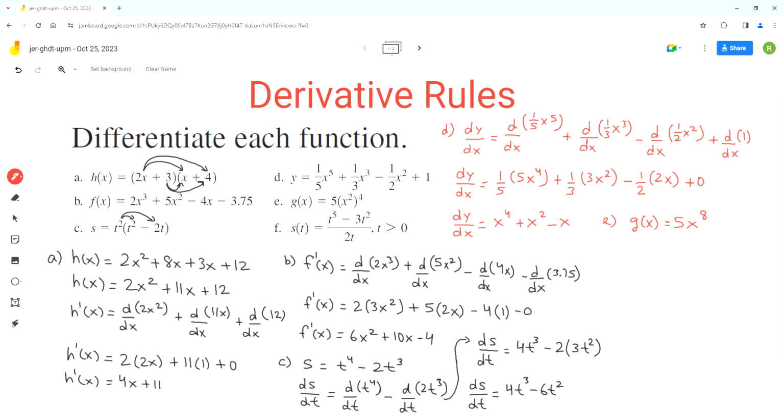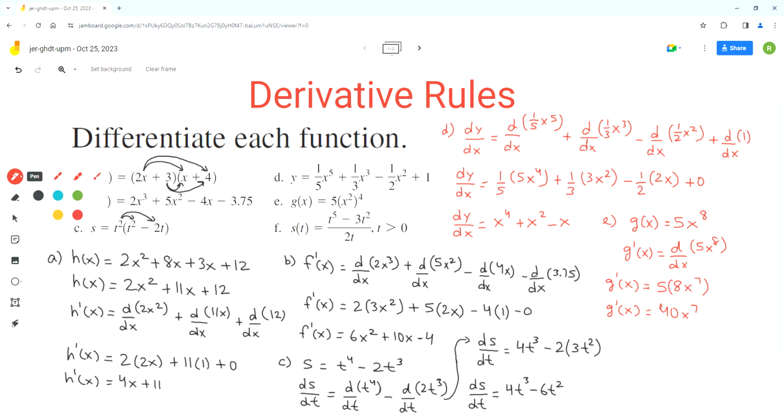So now we can find the derivative. Here we can use the prime notation. So g prime of x equals the derivative of 5x to the power 8. And now we can find the derivative. So 5 is the coefficient, and then for x to the power 8 we can use the power rule. So we get 8 times x to the power 7, and we can simplify this as g prime of x equals 40x to the power 7. So this should be the final answer for part E.